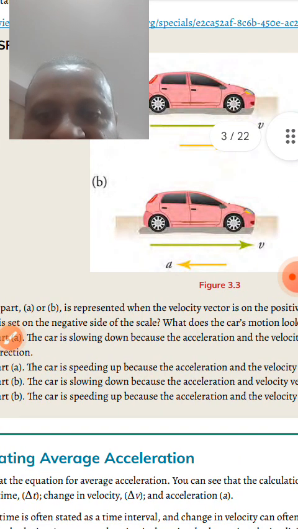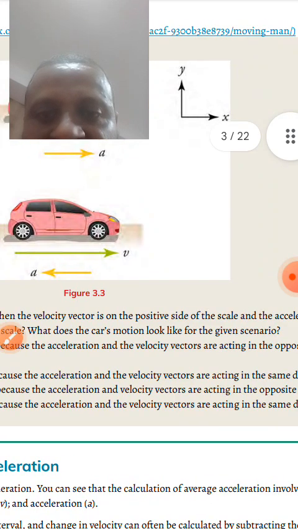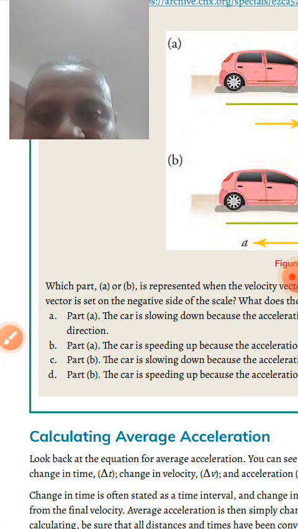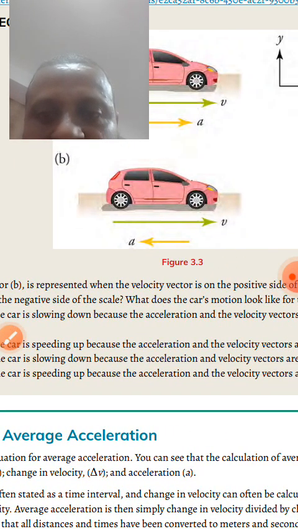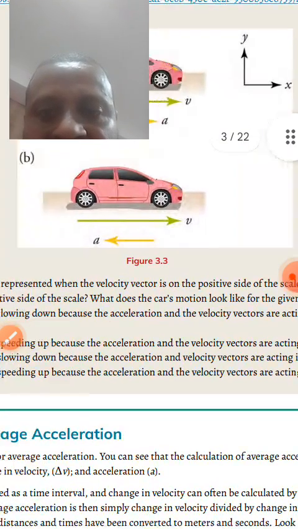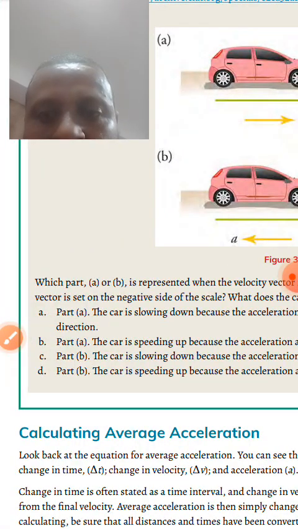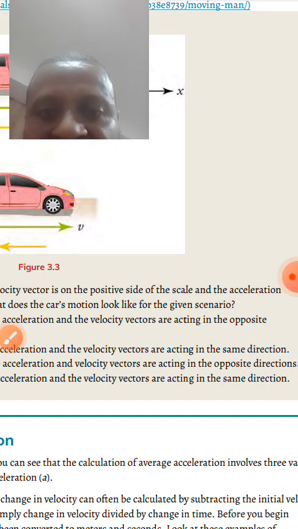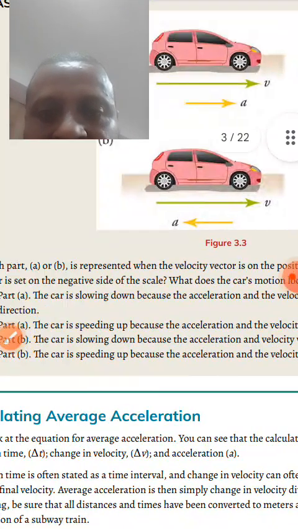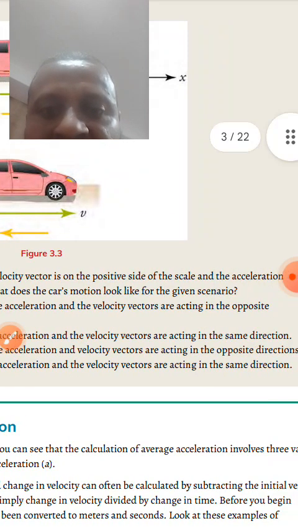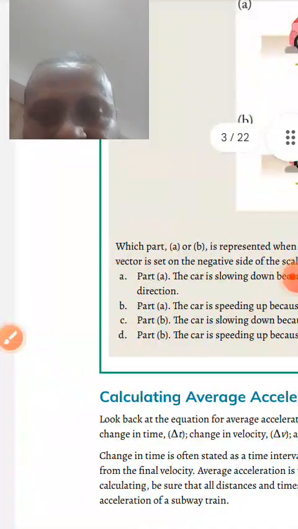A. Part A. The car is slowing down because the acceleration and the velocity vectors are acting in the opposite direction. B. Part A. The car is speeding up because the acceleration and the velocity vectors are acting in the same direction. C. Part B. The car is slowing down because the acceleration and the velocity vectors are acting in the opposite direction. D. Part B. The car is speeding up because the acceleration and the velocity vectors are acting in the same direction.